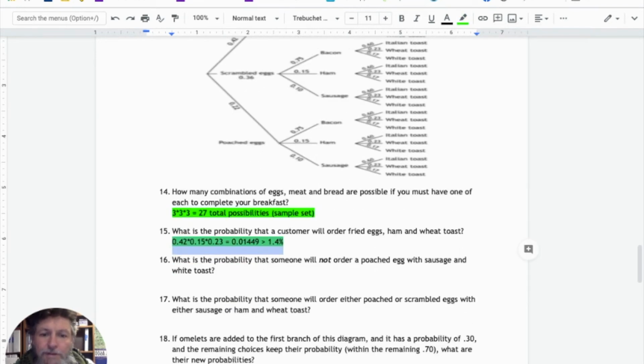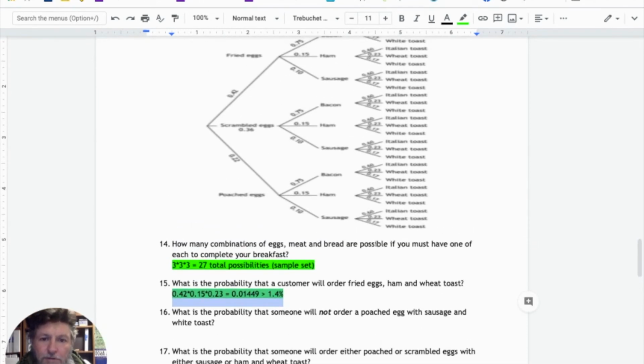What is the probability that someone will not order poached eggs with sausage and white toast? Okay, so what is the probability of poached eggs? Poached egg is 0.22. So the probability of not poached eggs equals 1 minus, this is called the complement probability of poached eggs. So that's 1 minus 0.22, which equals 0.78. So there's a 78% chance they'll order something else.